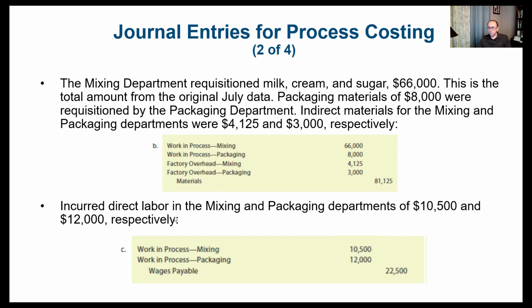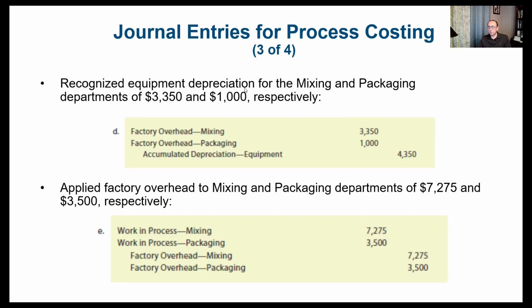We also incurred direct labor in the mixing and packaging departments of $10,500 and $12,000 respectively. So we debit work in process mixing, work in process packaging, and we credit the wages payable for $22,500, which is the total of these. So keep in mind, we have the direct labor, we have the direct material, and we also have the overhead. So recognize equipment depreciation for mixing and packaging departments of $3,350 and $1,000 respectively, and that would be part of the factory overhead for mixing and the factory overhead for packaging.